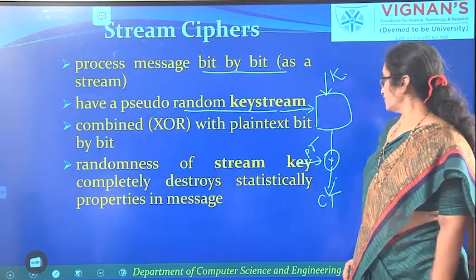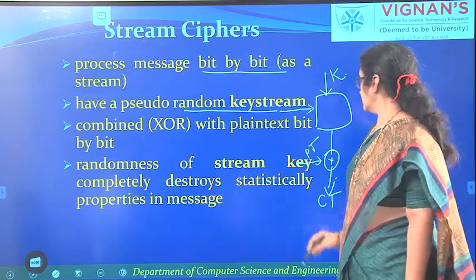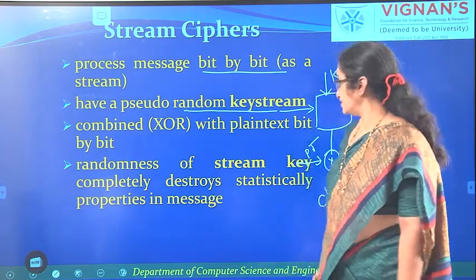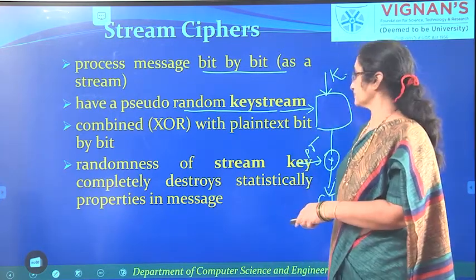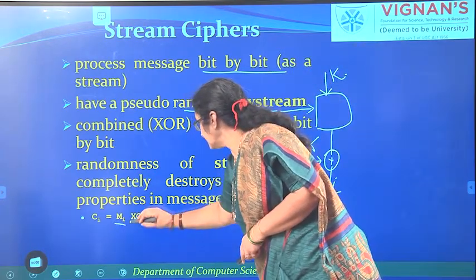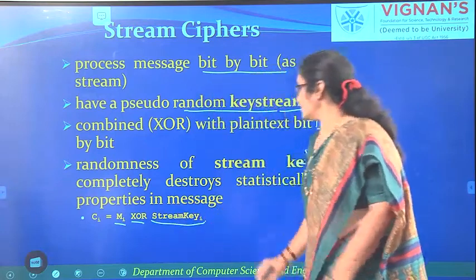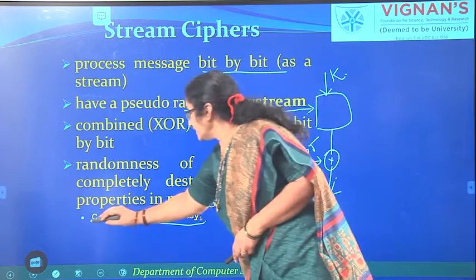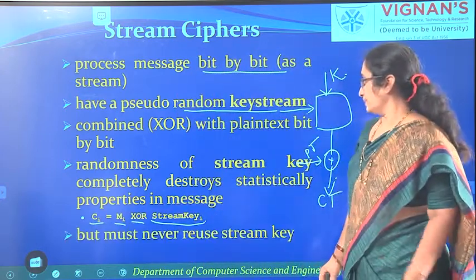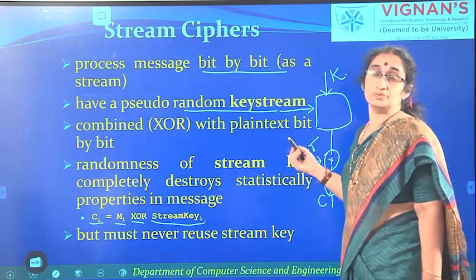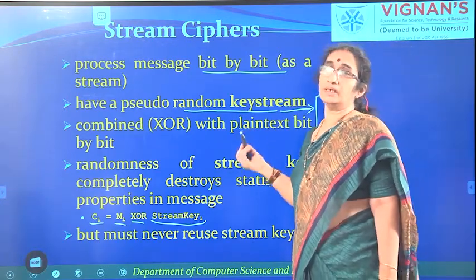The randomness of the key stream completely destroys the statistical properties in this particular message. Yes, this is the plain text. It is XORed with the key stream that is generated by the pseudo random generator, and we get the ciphertext. But this particular key stream should never be reused. If it is reused, it may be cryptanalyzed.